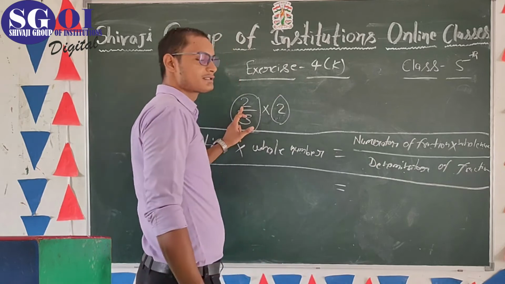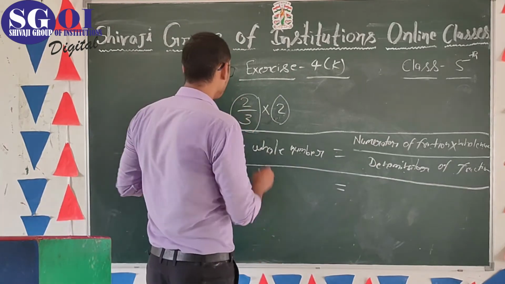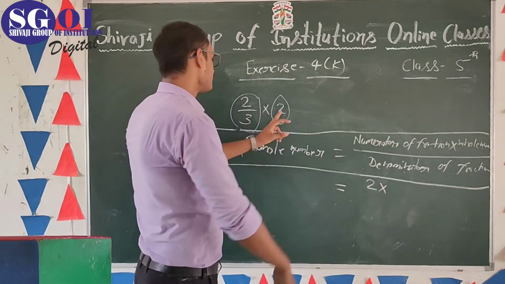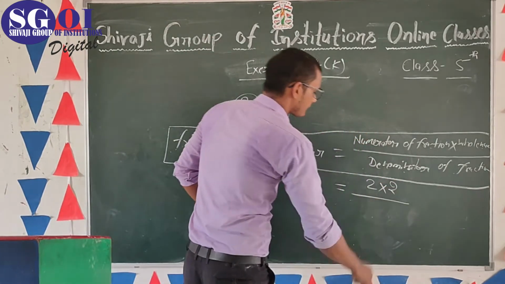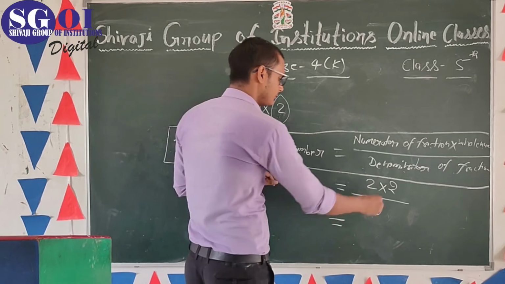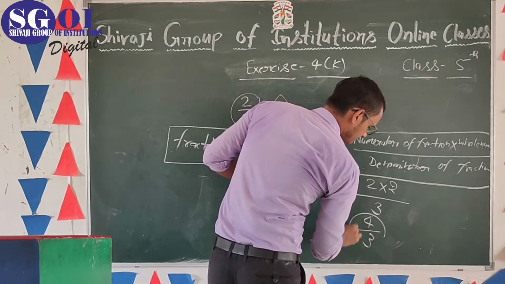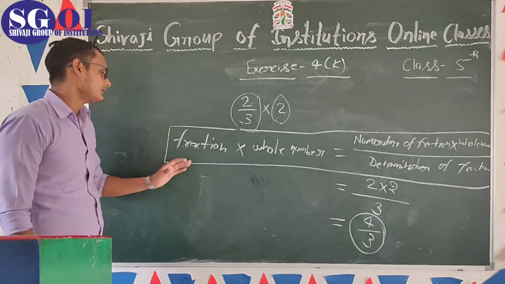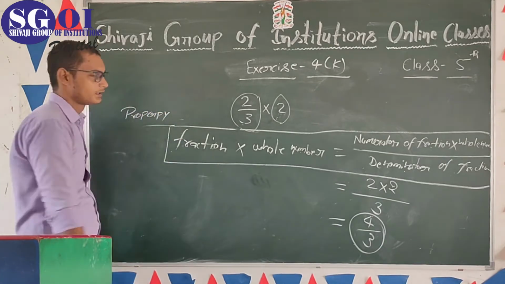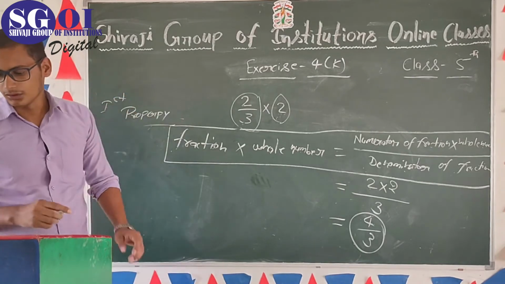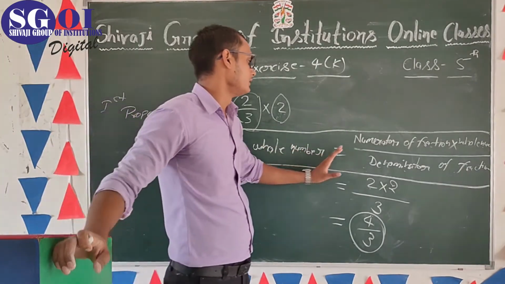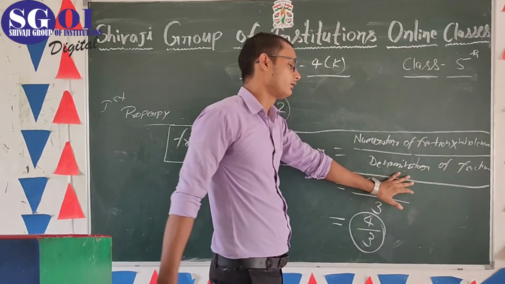Numerator of the fraction: here we have the fraction 2 upon 3, so the numerator is 2 and the whole number is also 2. So 2 multiplied by 2 upon the denominator of the fraction, 3. Now 2 multiplied by 2 is 4 upon 3, and the answer is 4 upon 3. This is the first property of multiplication: multiplication of a fraction by a whole number, numerator of the fraction multiplied by the whole number upon the denominator of the fraction.